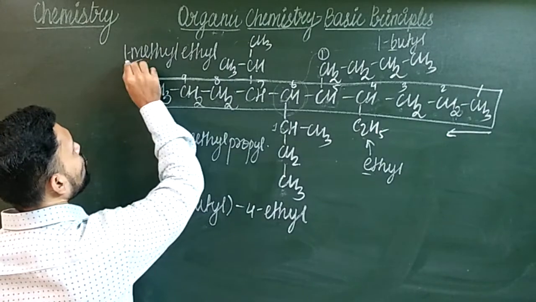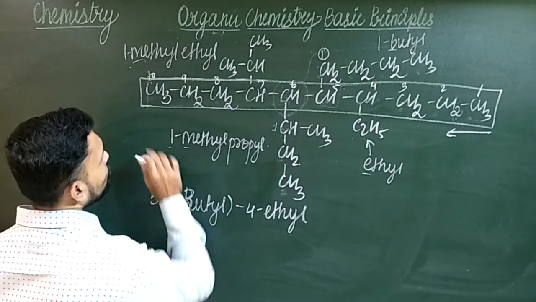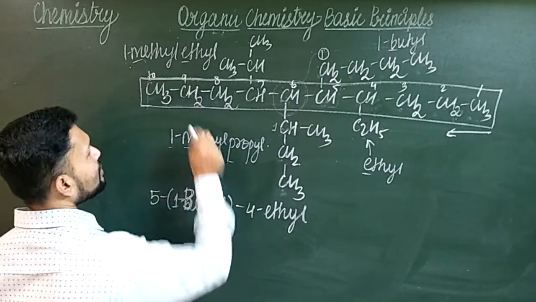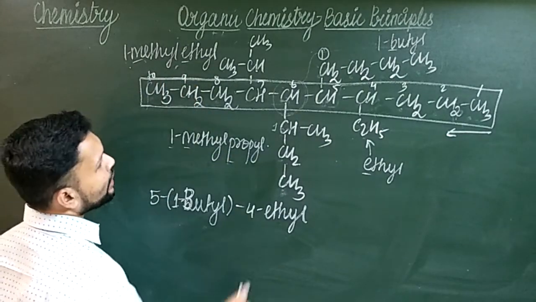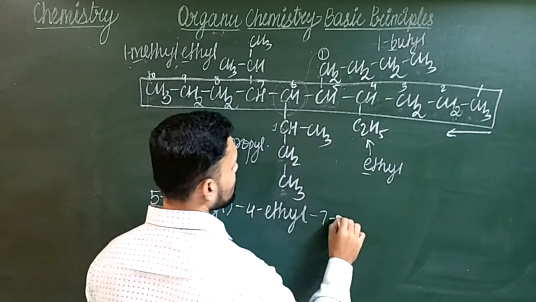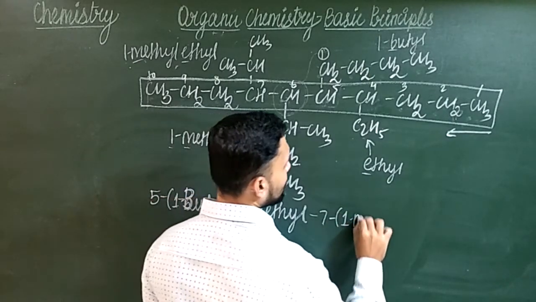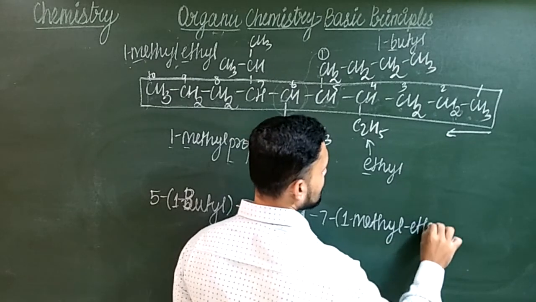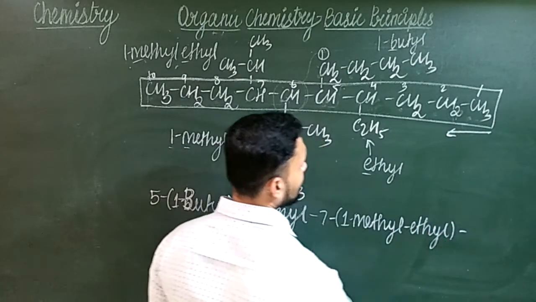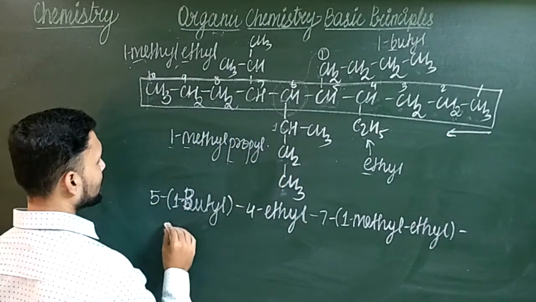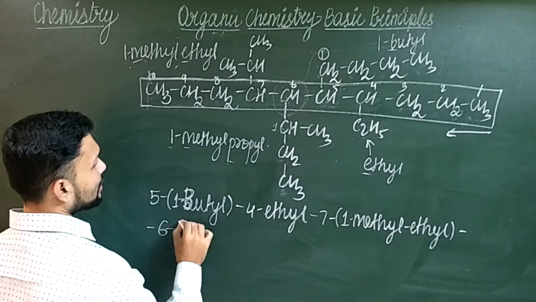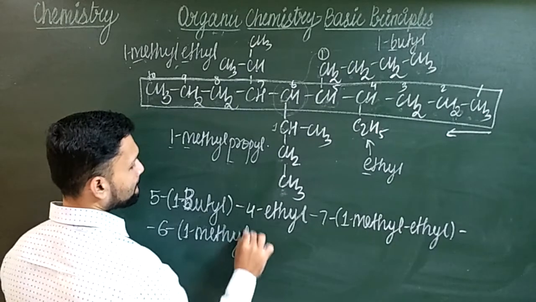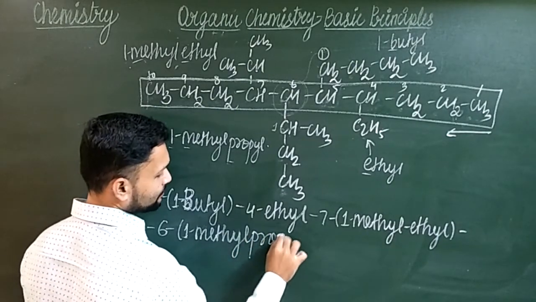Now have a look over here. This branch is also 1-methyl. This branch is also 1-methyl. So look at the next letter, ethyl and propyl. Who comes first, E or P? E. So you have to name this one, which is at 7th. So the name goes as 7-(1-methylethyl). Again parenthesis, and finally we'll be naming this one. So 6-(1-methylpropyl).